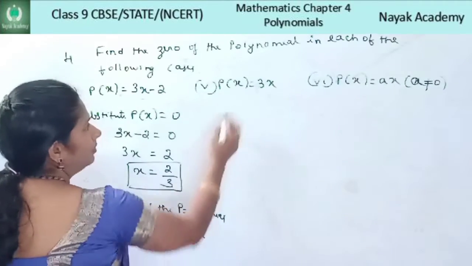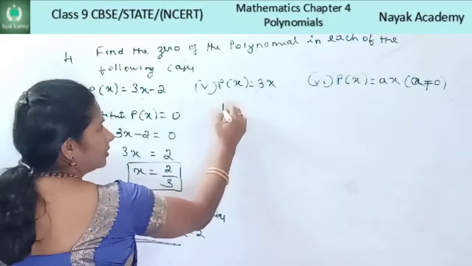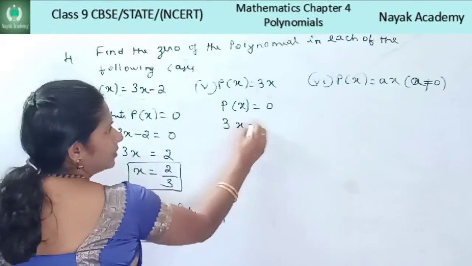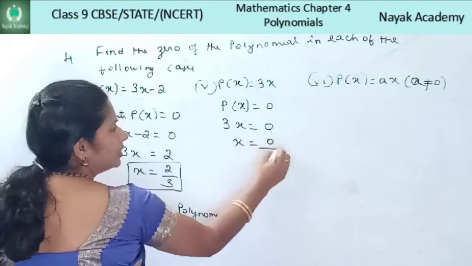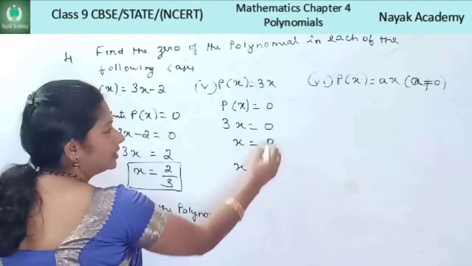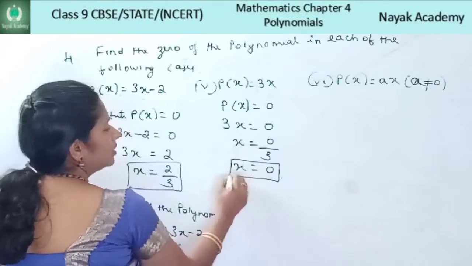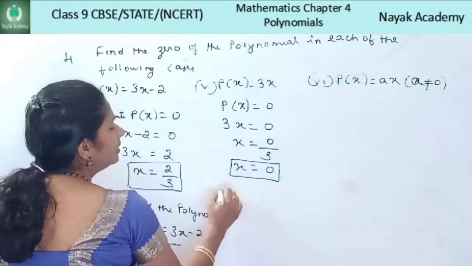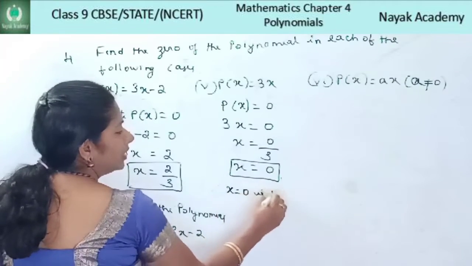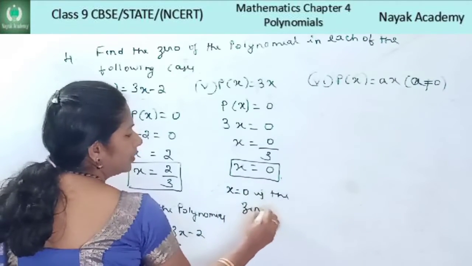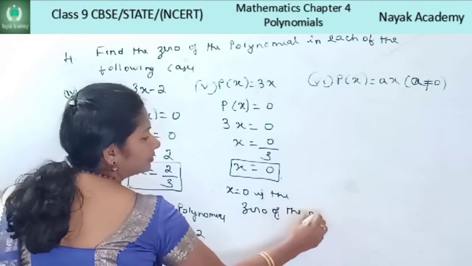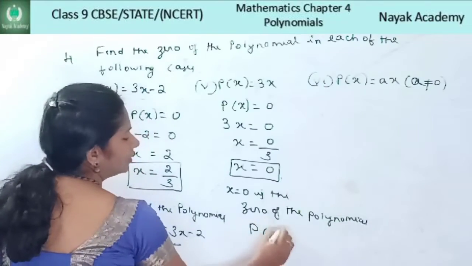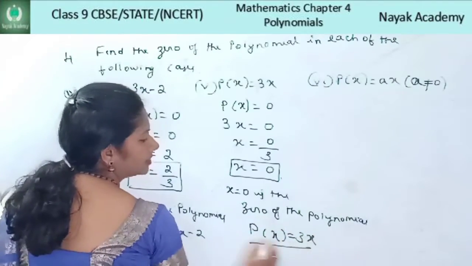Coming to the fifth problem, p of x is equal to 3x. Substitute the value of p of x as 0. So 3x is equal to 0. X value is 0 divided by 3. X value is 0 by 3 is 0. So which is the zero of the polynomial p of x is equal to 3x, children? It is. Therefore x is equal to 0 is the zero of the polynomial p of x is equal to 3x.